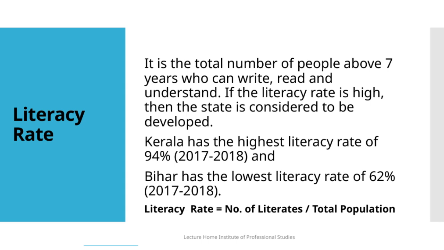Now, the formula for literacy rate is quite simple. It's the number of literates divided by the total population, multiplied by 100 to get a percentage. This rate gives us a clear picture of how well-educated a population is. So, understanding literacy rates helps us gauge the overall development of a state or country.